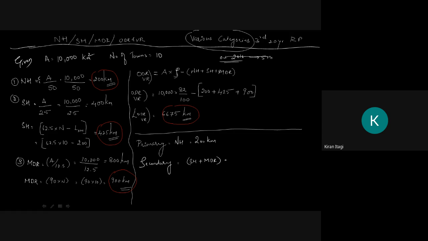So what is the length of the state highway? It is 425 plus major district road, it is 900. Therefore, it will be 1325 kilometer. And last we have tertiary, which is other district road plus village road. We have directly determined that one, that is 6675 kilometer.